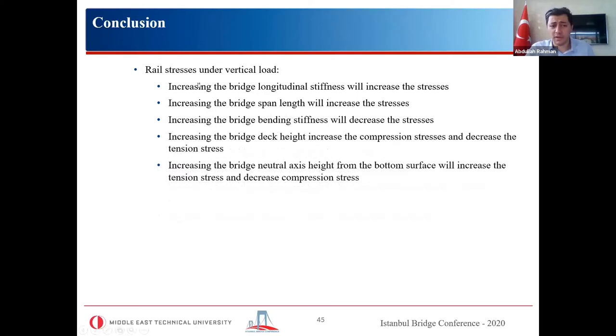Now, under vertical loads, increasing the bridge longitudinal stiffness will increase the stresses. Increasing the bridge span length will also increase the stresses. Increasing the bridge bending stiffness will drop the stresses in the track. Increasing the bridge deck height will increase the compression stresses and decrease the tension stresses. Increasing the bridge neutral axis height from the bottom surface will increase the tension stresses and decrease the compression stresses.